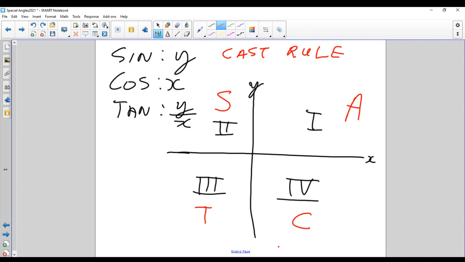We call it the CAST rule. So that's what's called a mnemonic, which helps you to remember which one is positive in that particular quadrant. All positive here, sine positive here, tan positive here, cosine positive here. Spells the word CAST. All. In fact, I'll write that down. ALL, sine, tan, cosine. That looks like a 21.